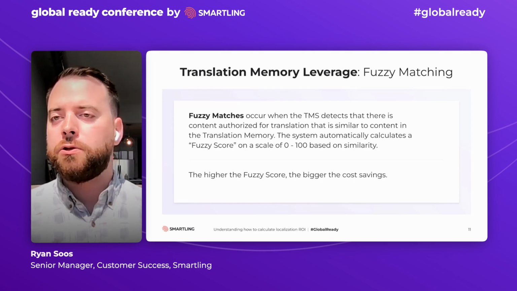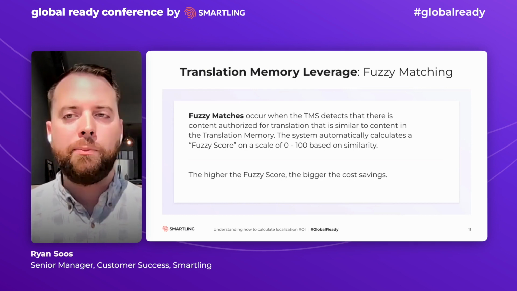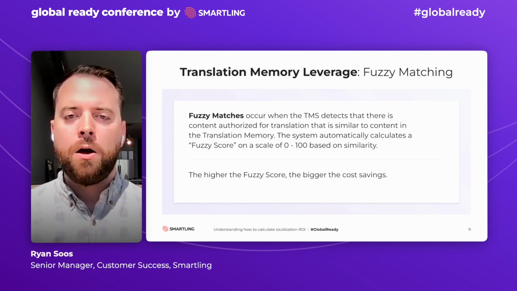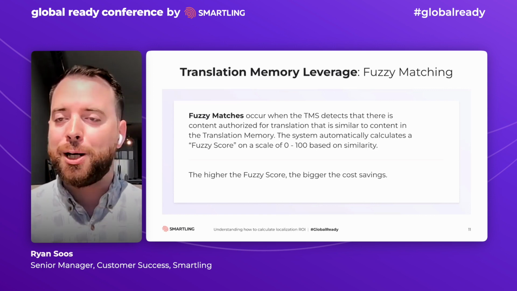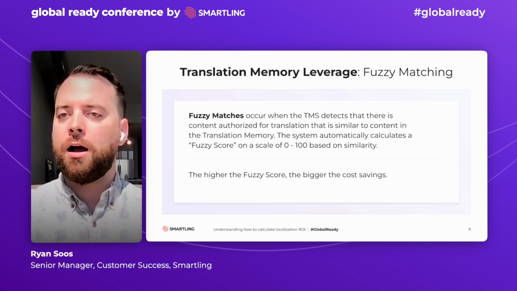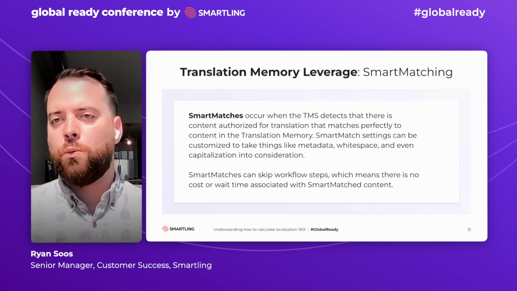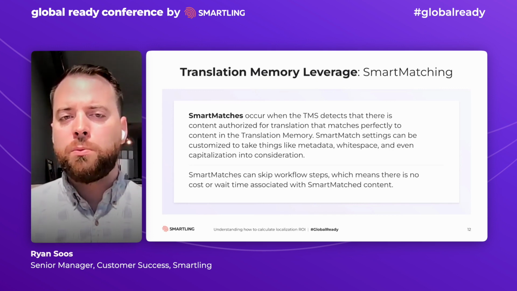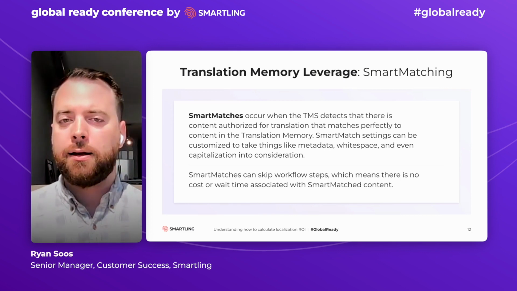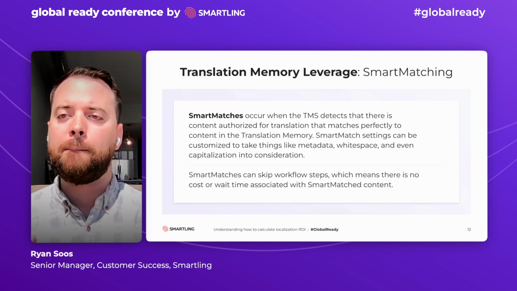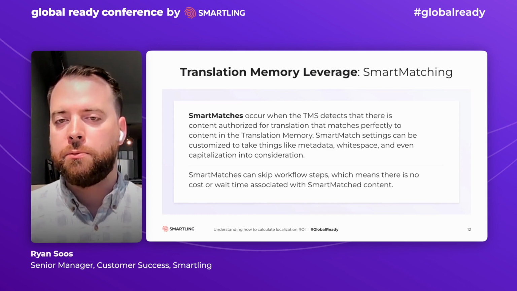And then you will also see cost benefits. So you might see a 40% discount or 60% discount, all the way up to the 100% matches, really having significant savings on each of those strings. Really simple rule. The higher the similarity, the bigger the cost savings. Speaking of high similarity, the second area where we apply translation memory leverage is called smart matching. So smart matches occur when the TMS detects that there is content authorized and there's an exact match in the translation memory.